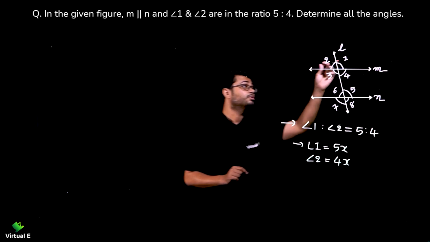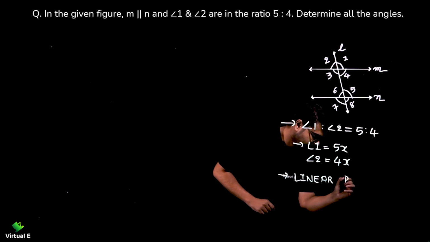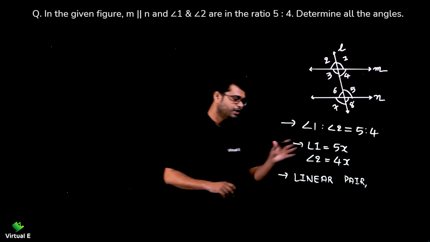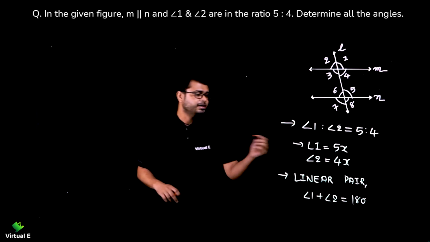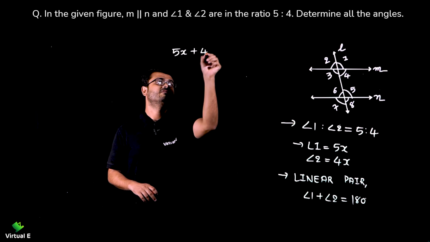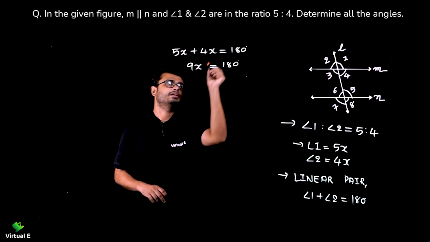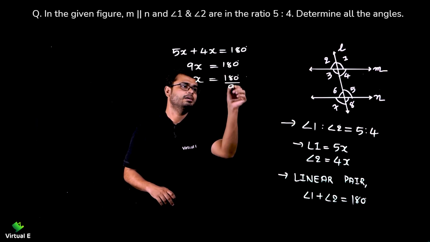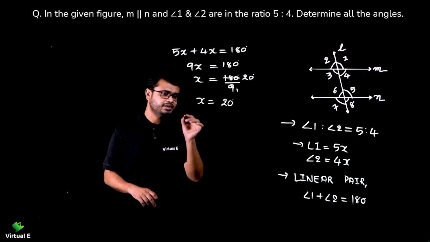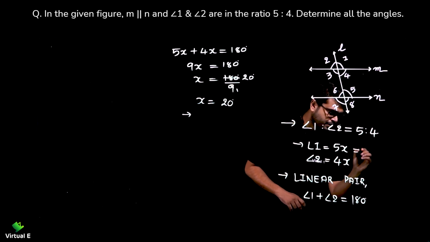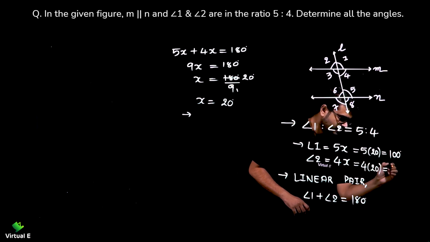So let's start. Angle 2 and angle 1, I can say it is a linear pair. So let's write linear pair. Always mention the condition that you are applying, right? Now linear pair add up to 180 degrees. So angle 1 plus angle 2 is equal to 180. So we can write 5x plus 4x is equal to 180. Now 5 plus 4, that is 9x, is equal to 180 degrees. So x is equal to 180 degrees over 9, that is 20. So the value of x is 20 degrees. That being done, now we need the value of angle 1 and 2. So we can substitute over here: 5 into 20 will give you 100 degrees, and 4 into 20 will give you 80 degrees, right?